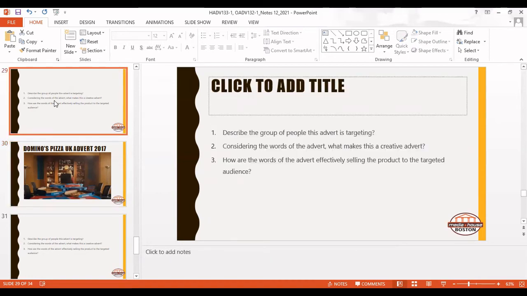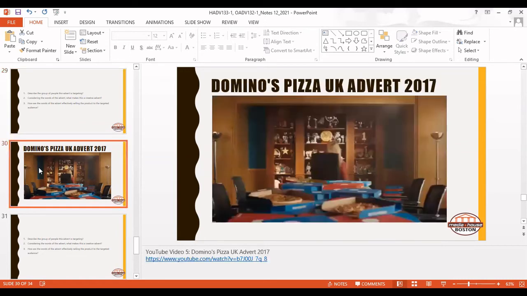So how are the words of the advert effectively selling the product to the targeted audience? This is targeting everyone, pizza families, everybody. What do you think of the words that they are using here? Okay, let's listen to the words again. Pay particular attention to the words.